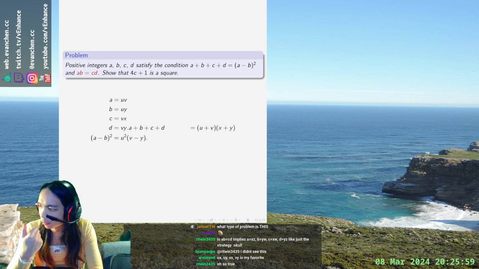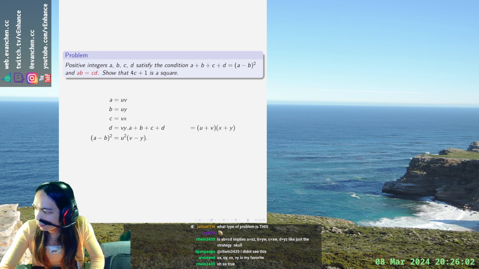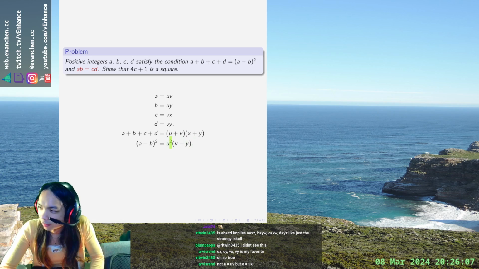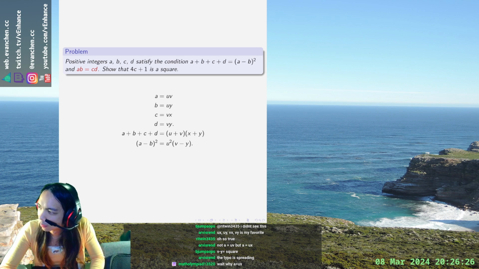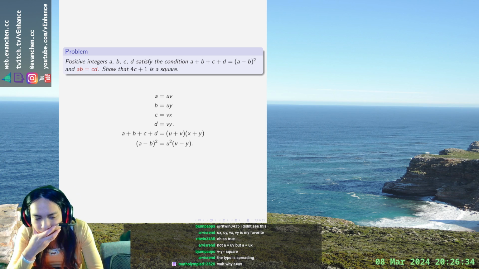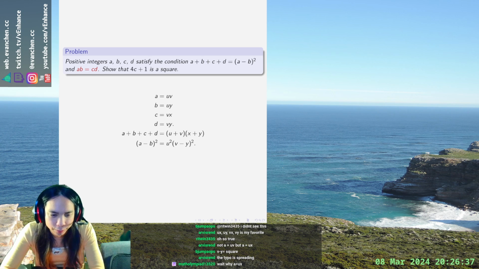So we're promised that this thing equals this thing, and we want to show that 4c + 1 is a square. Really? That's true? Also, wait, I think I'm stupid. This side is degree 3, so I definitely already messed up. Oh, right, I dropped the square, that's why. Okay. So we want 4c + 1 and 4d + 1 to both be squares.